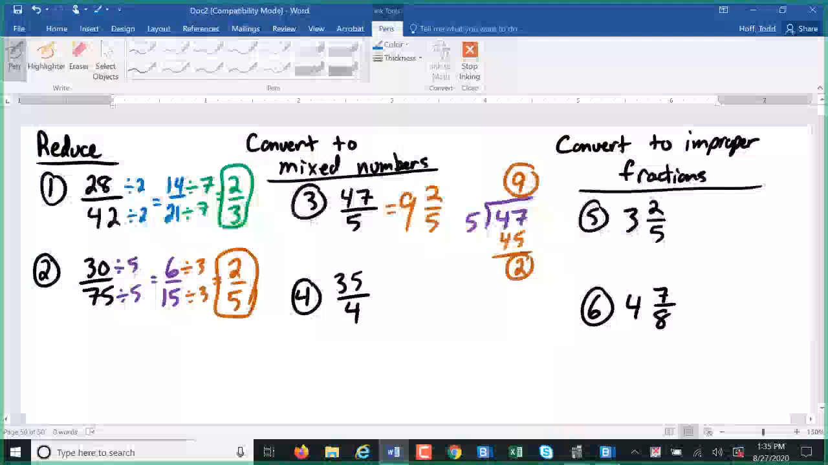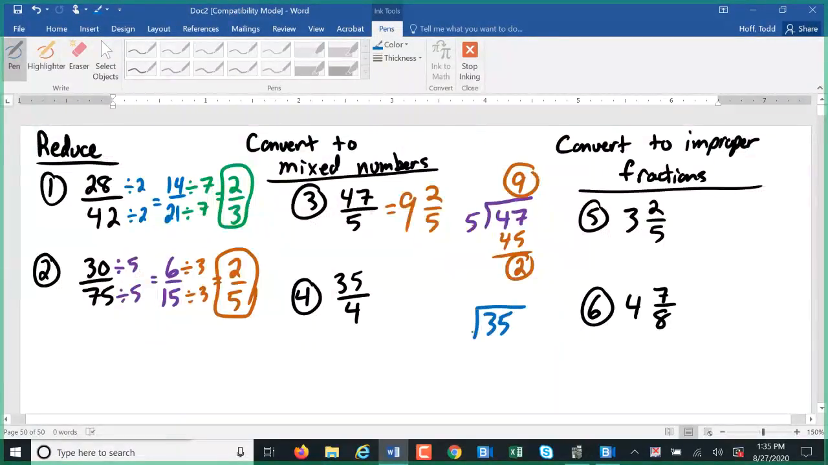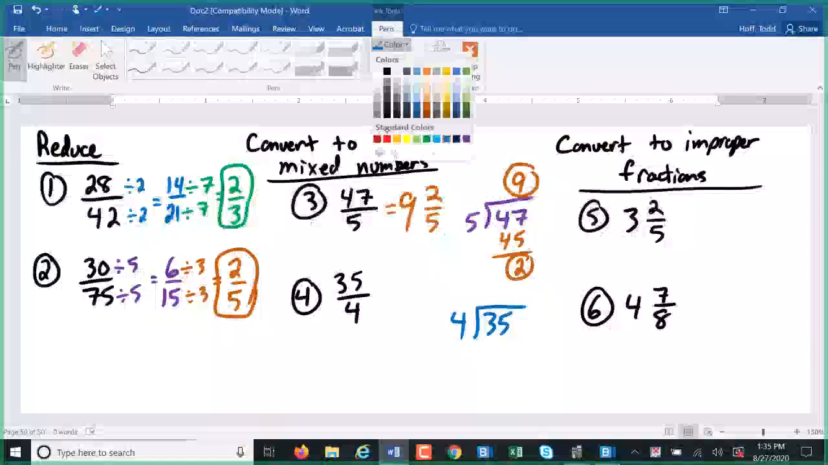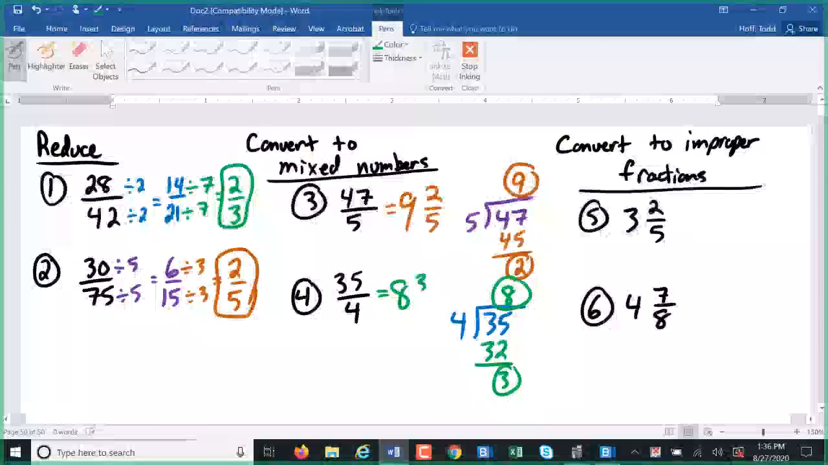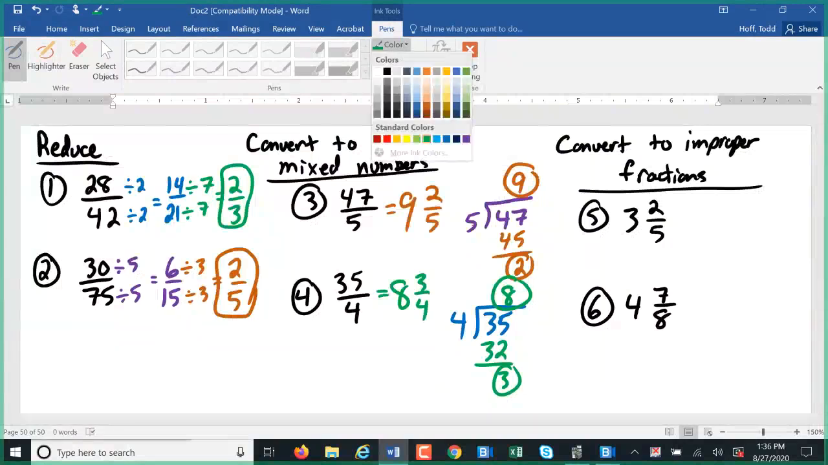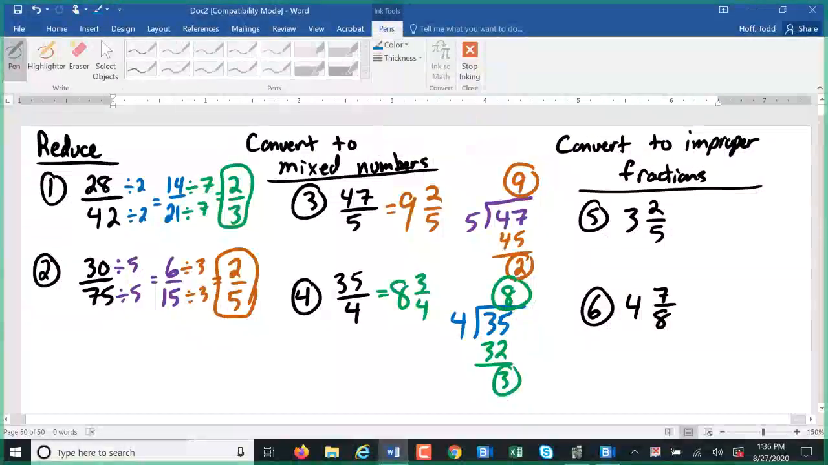For number 4, 35/4, we'll do 35 divided by 4. 4 goes into 35 8 times. 8 times 4 is 32. We subtract, there's 3 left over. So that's 8 whole objects and 3 pieces, or 3/4 left over. Any questions on converting those to mixed numbers?